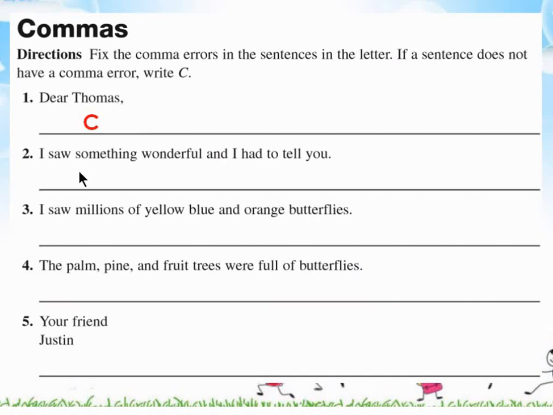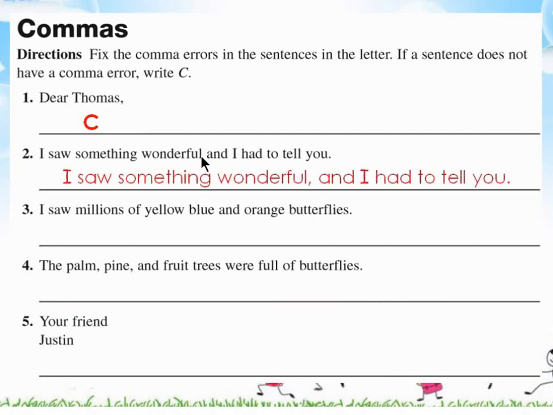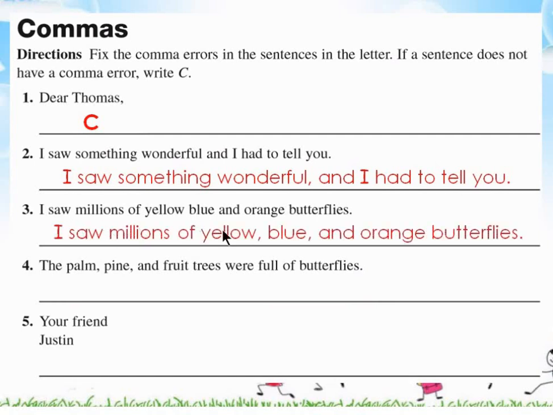Number 2, I saw something wonderful and I had to tell you. This is the conjunction. Where is the comma? Here, after the word wonderful. Number 3, I saw millions of yellow, blue, and orange butterflies. So you have different colors here. Where are we going to put the commas? Yes, after each color. So copy the whole sentence and then write the comma after each color.